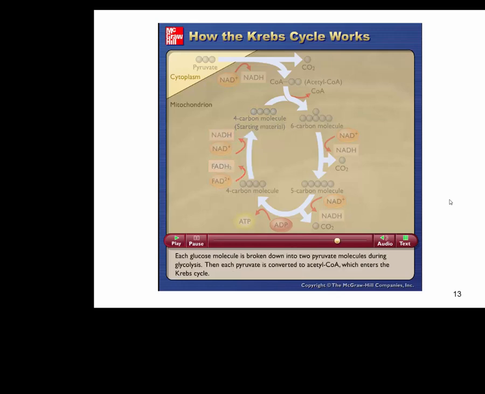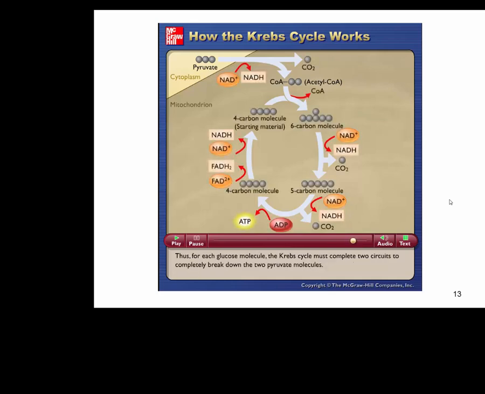Each glucose molecule is broken down into 2 pyruvate molecules during glycolysis. Then each pyruvate is converted to acetyl-CoA, which enters the Krebs cycle. Thus, for each glucose molecule, the Krebs cycle must complete 2 circuits to completely break down the 2 pyruvate molecules.